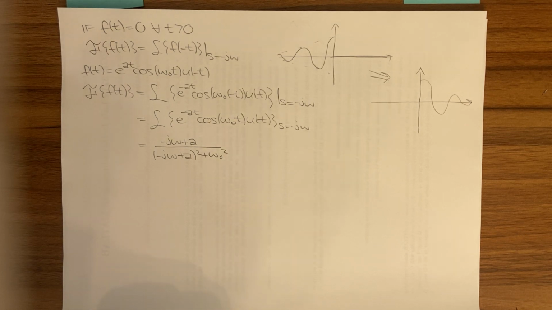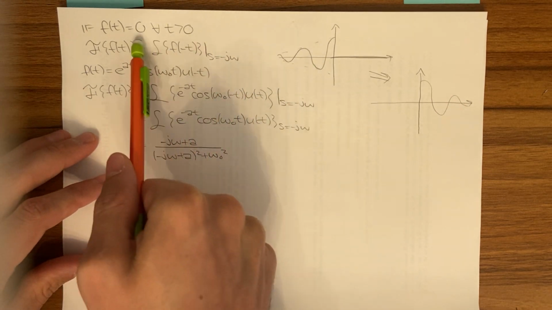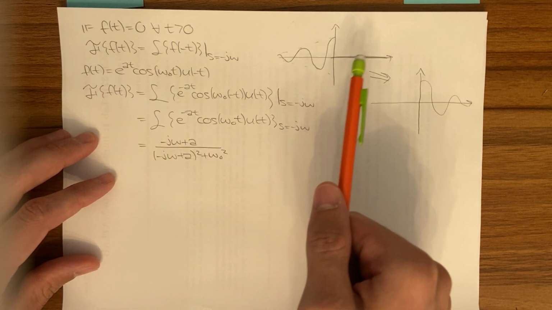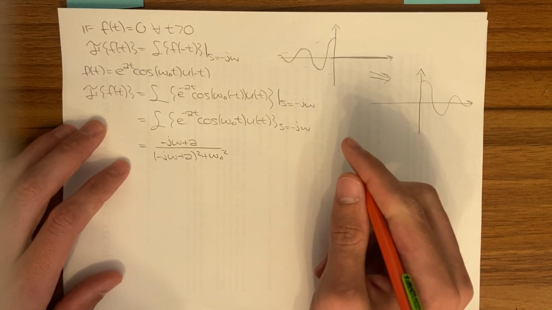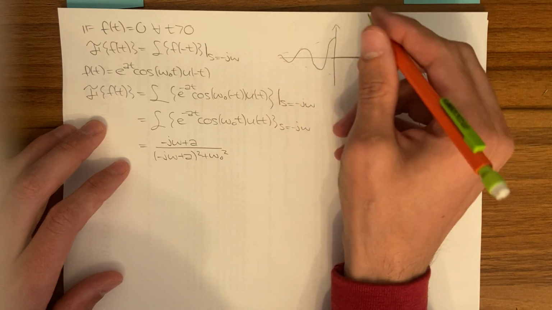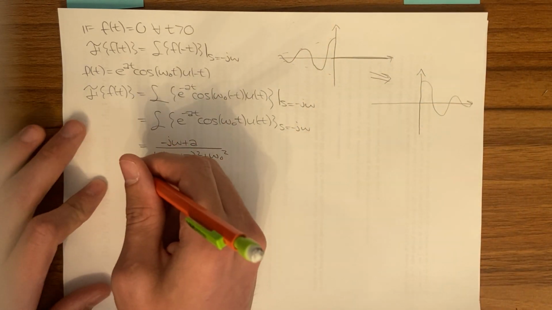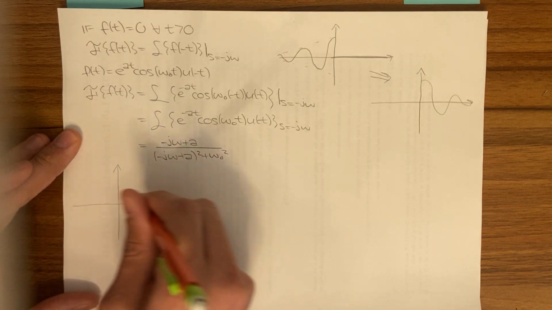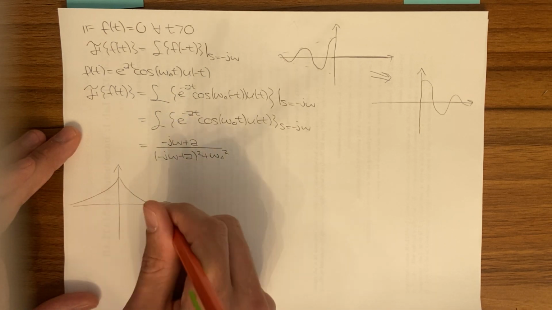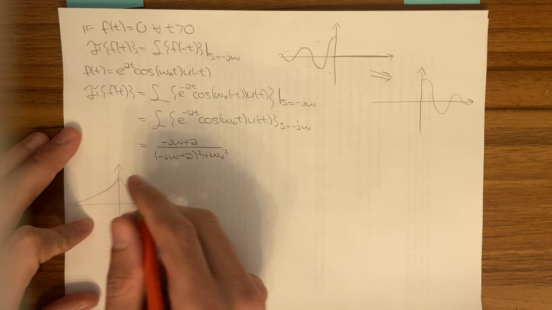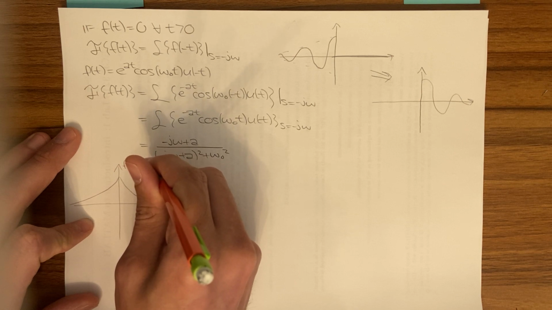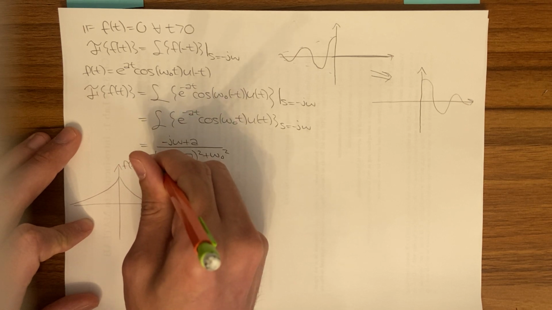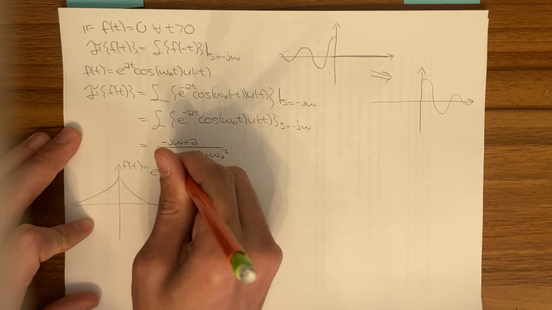Okay. Now, oftentimes we have a function that is not strictly negative or strictly positive, where it's defined on both sides of the axis. Okay. So, for example, we saw this one earlier. Suppose we have, we'll call this f of t, is equal to e to the minus a absolute value of t. Okay.